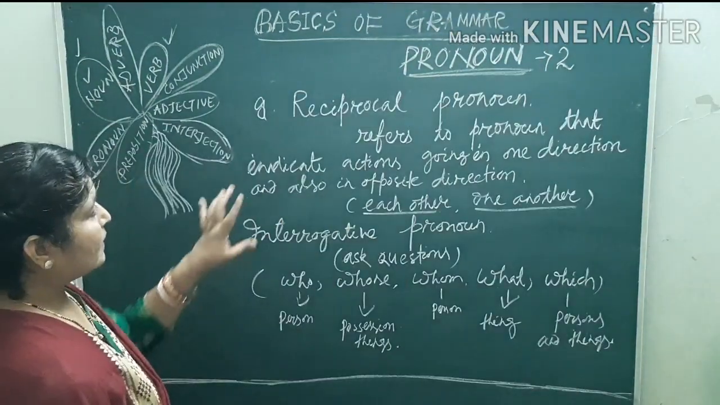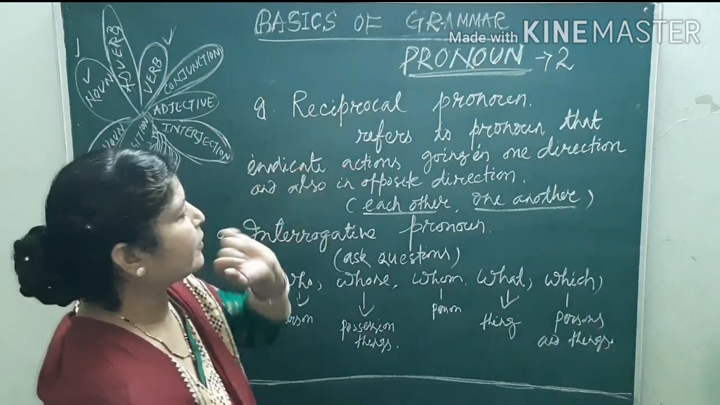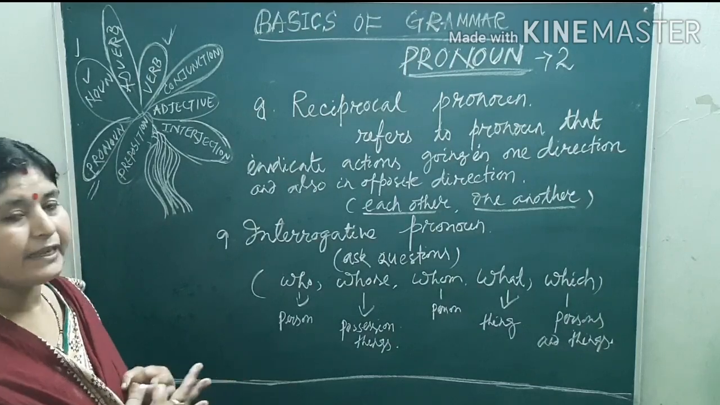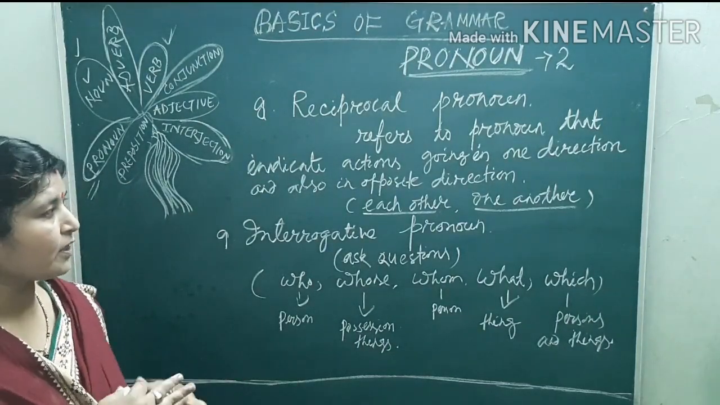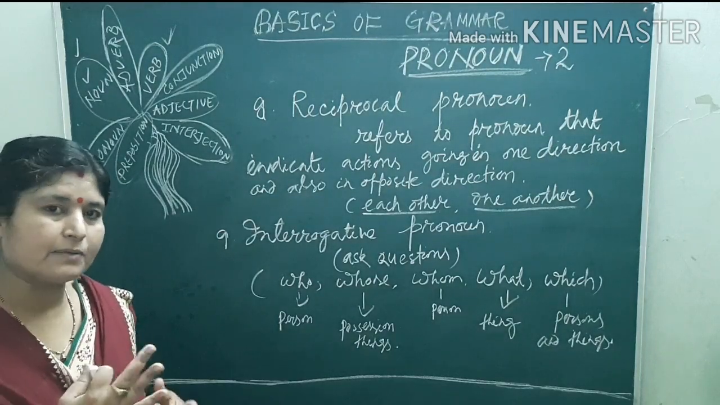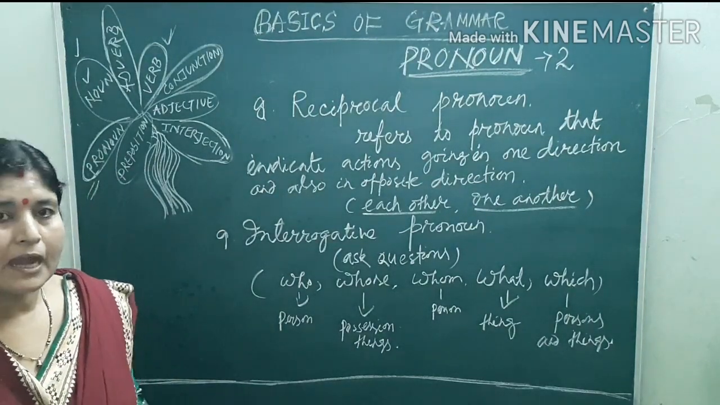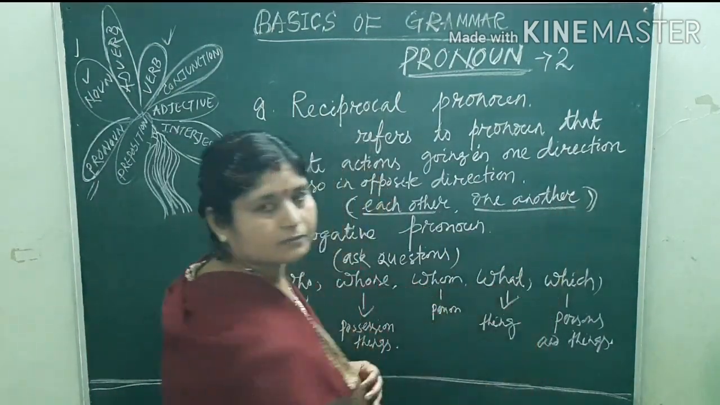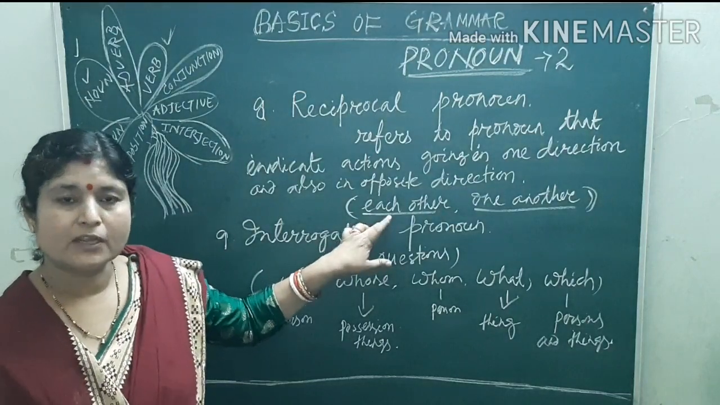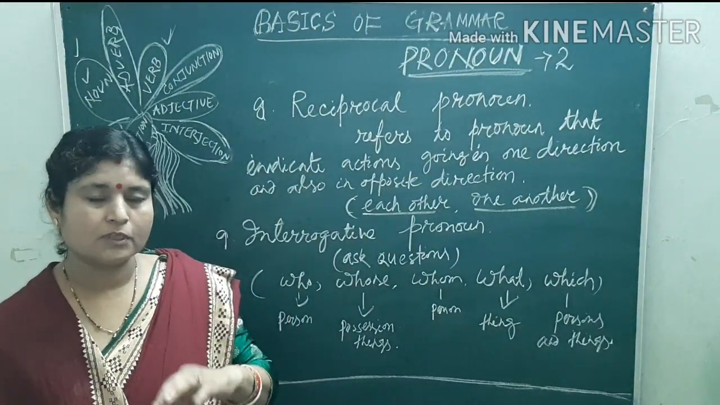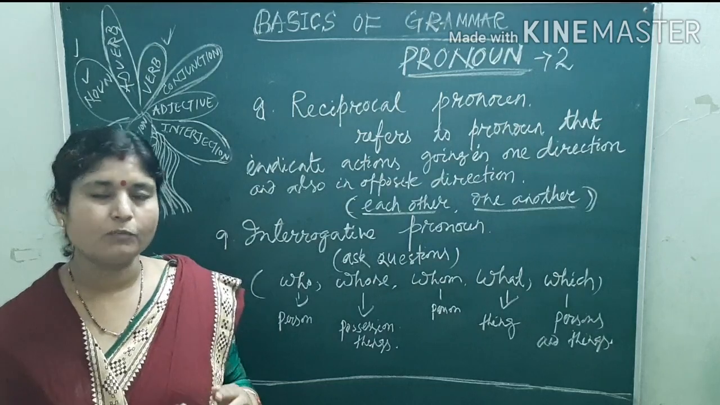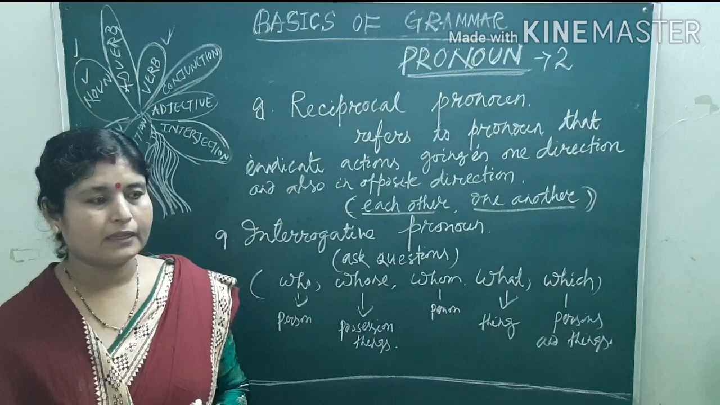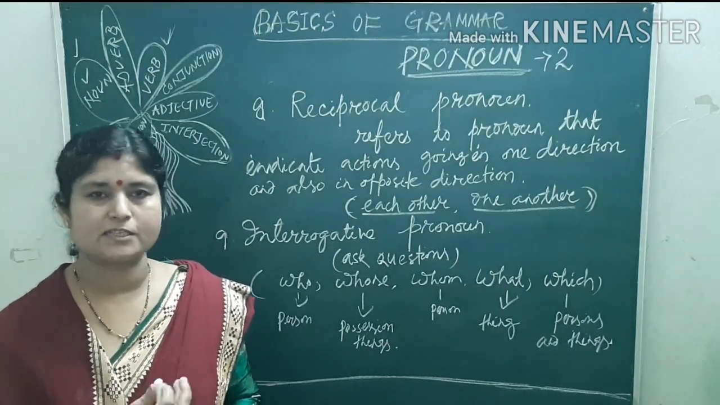Number 8. Reciprocal pronouns. Reciprocal pronouns indicate actions going in one direction and at the same time also in the opposite direction. Just take the example of each other and one another. Each other means what? When we are talking about only two persons, then we use each other. For example, Rina and Rima are talking to each other.